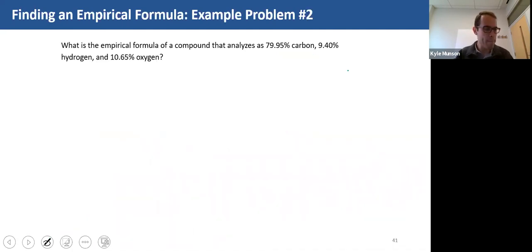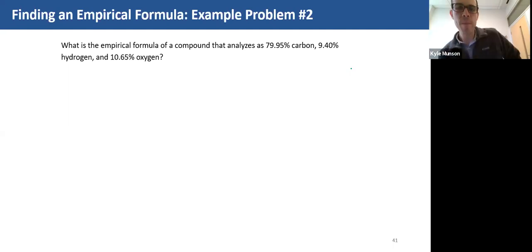So here's another one. It's what is the empirical formula of a compound that analyzes as 79.95% carbon, 9.4% hydrogen, and 10.6% oxygen. So how are we going to do this problem? This is worded a little bit differently, as you could tell. They're giving us percentages here and not masses. But don't worry about it.